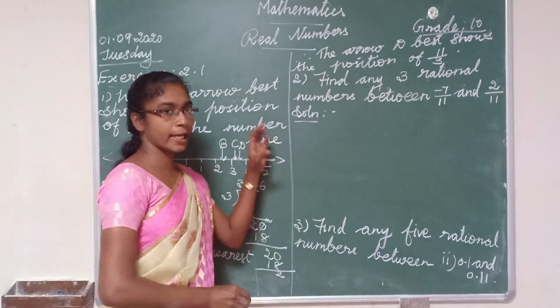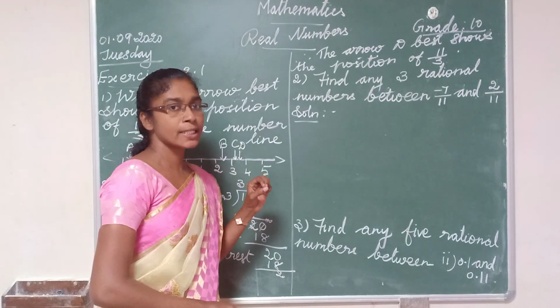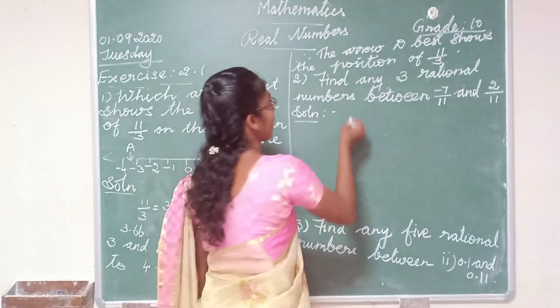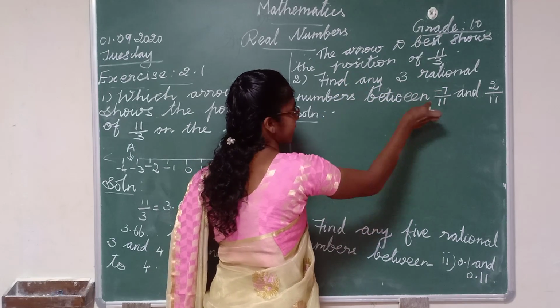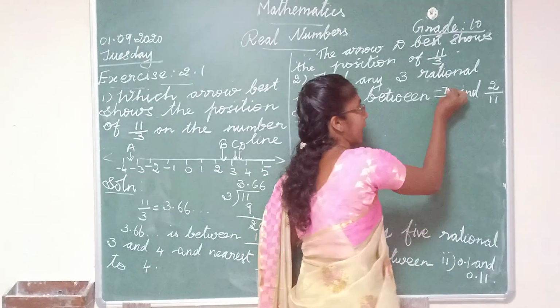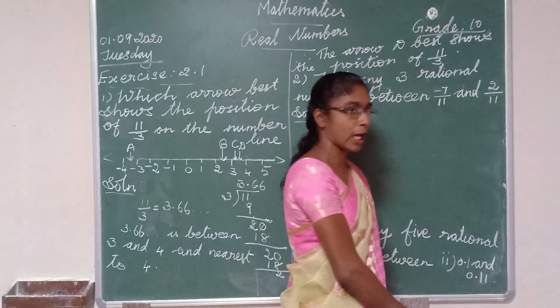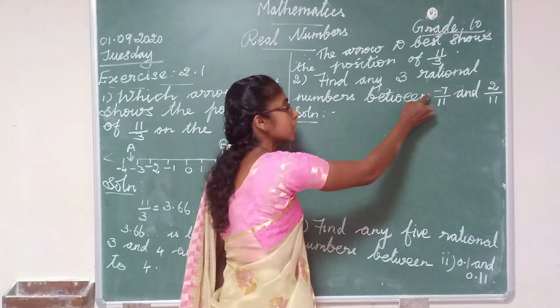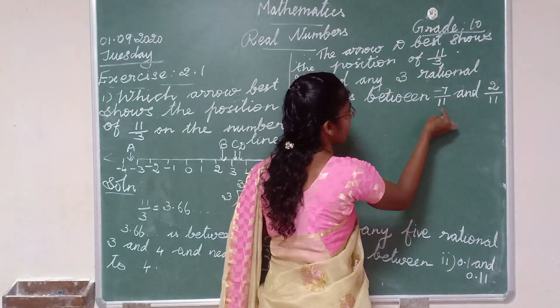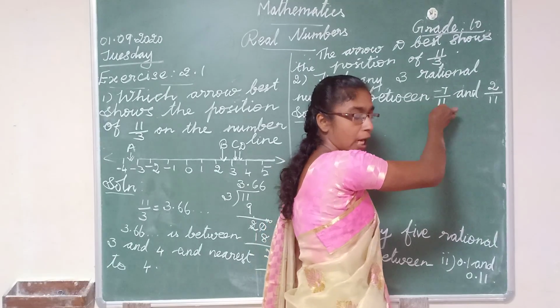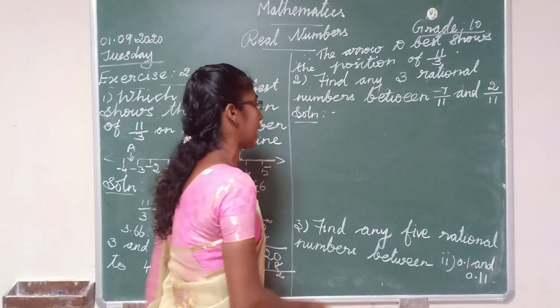Next, second question. What is the question? Find any three rational numbers between -7/11 and 2/11. We want to find out which ones? Find any three rational numbers between -7/11 and 2/11.